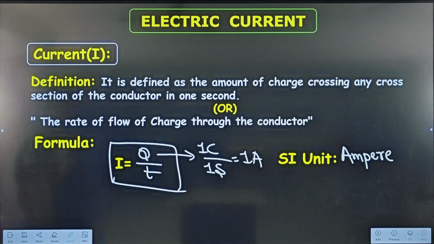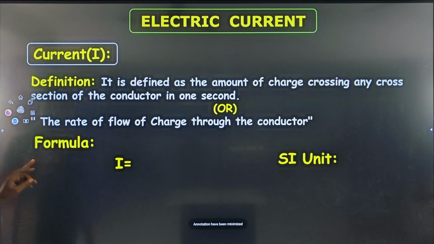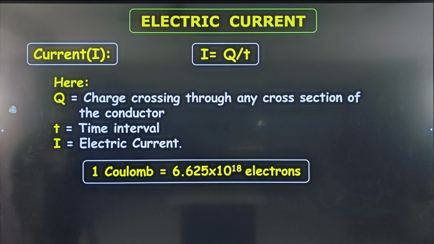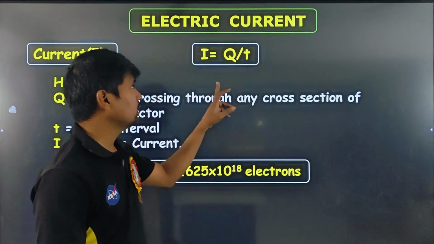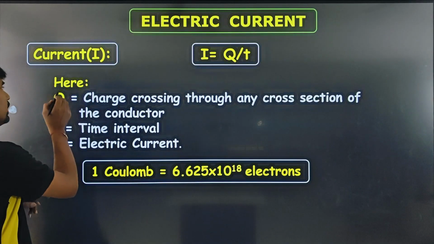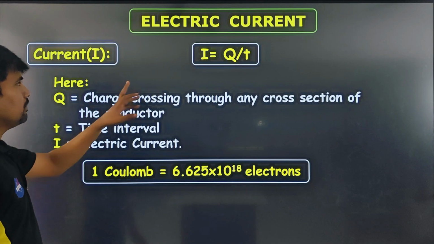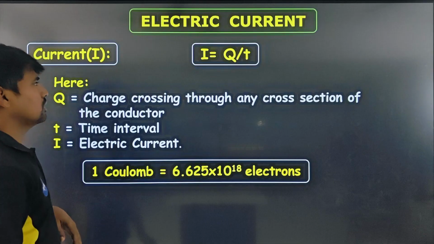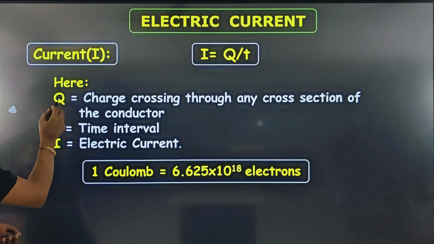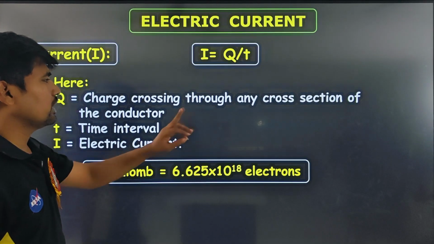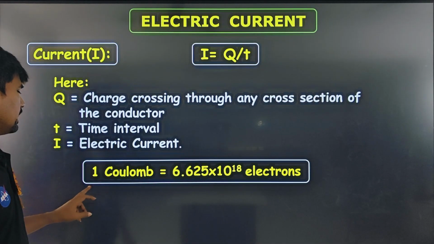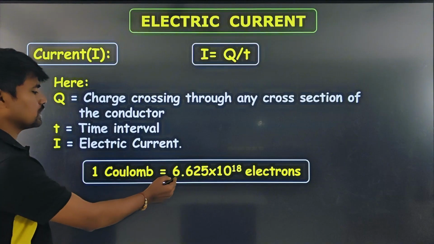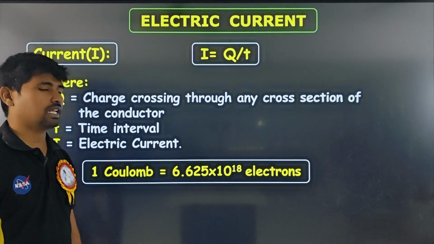Please write down the notes, students, then only it is useful for you. Pause the video and write down the notes. Electric current is denoted with capital I. Here I is equal to Q by T. We have to remember the terms: Q is the charge crossing any cross section of the conductor, T is the time interval, and I is the electric current. 1 coulomb is equal to 6.625 into 10 to the power of 18 electrons.